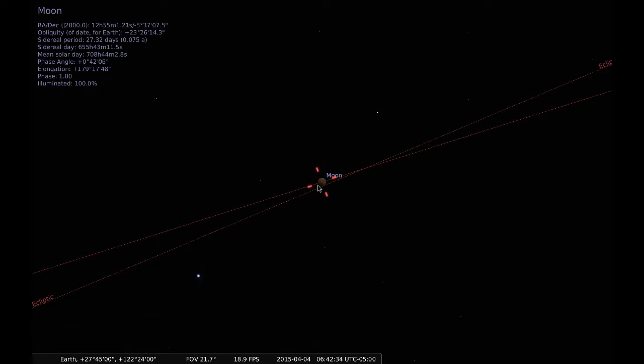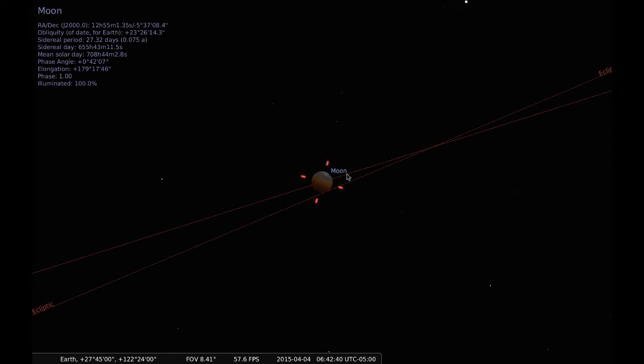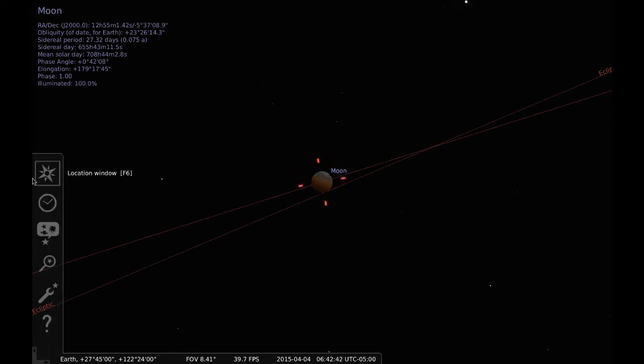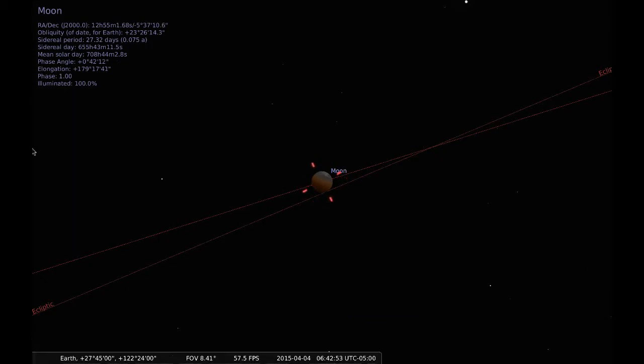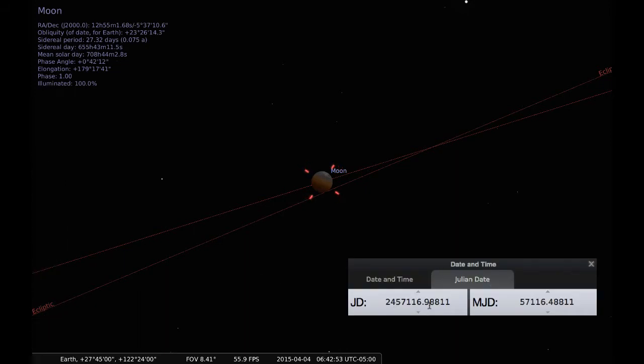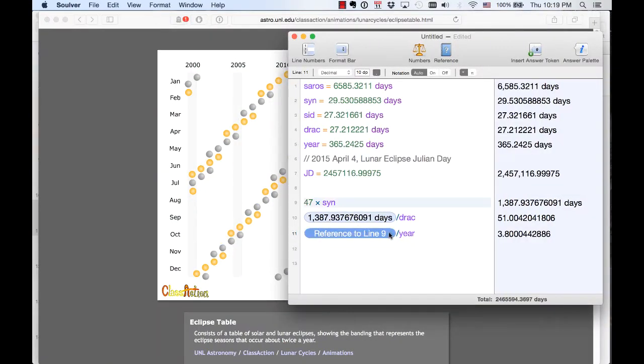47 synodic months. Now, I'm going to get impatient stepping forward by 47 keystrokes of my synodic month cycle. So I'm going to use that Julian date trick. So here it's Julian day 2457116.98, etc. It helps if I stop time. It's a little bit easier to put the date in when time is stopped. Okay, so there's the Julian date for the middle of that eclipse. I want to jump forward by 47 synodic months, and I can figure out how many days that is. It's that many days. So I already put in the Julian day number for the April 4th eclipse.